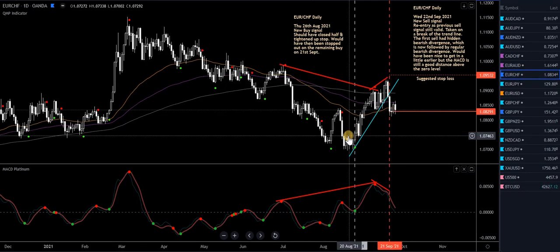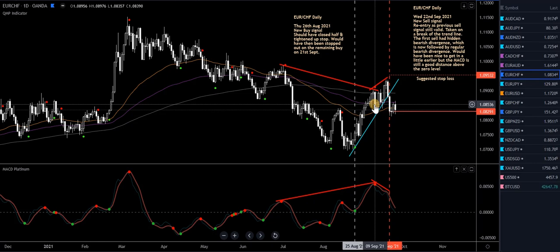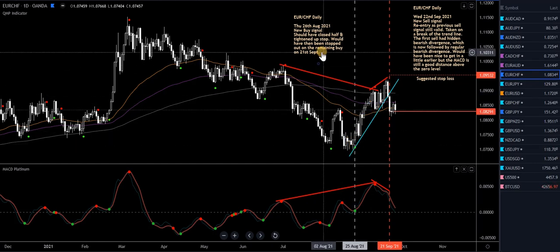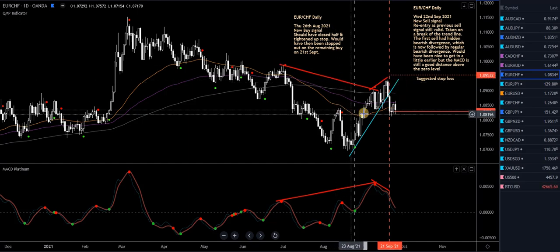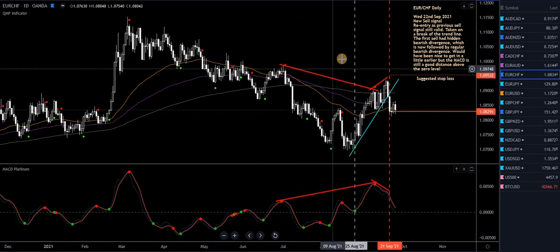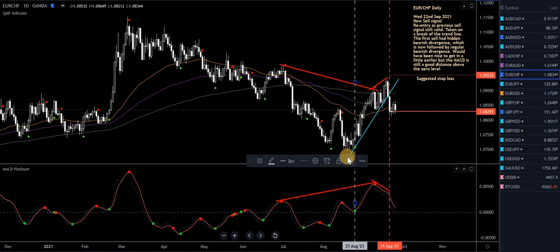Euro Swiss. Now there was a buy trade here, and I've moved my stop up to this level here, and that was stopped out. So that buy trade finished with a nice profit, which is good. Now we'll just concentrate on the sell signal.